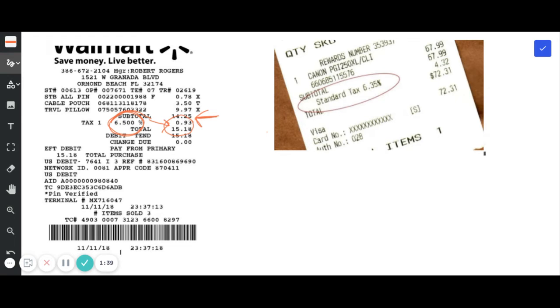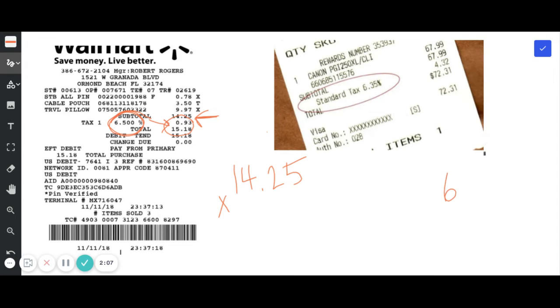This is how you figure it. My subtotal was $14.25. I'm going to multiply that by that percent. But a percent is just a description, so I need to turn that percent into an actual number. I'm going to turn it into a decimal. Anytime you turn a percent into a decimal, you move the decimal place to the left 2 times.